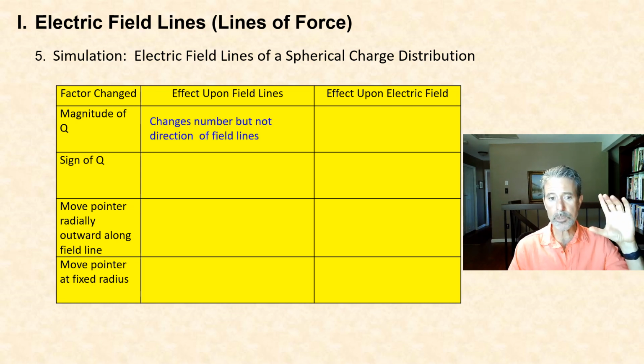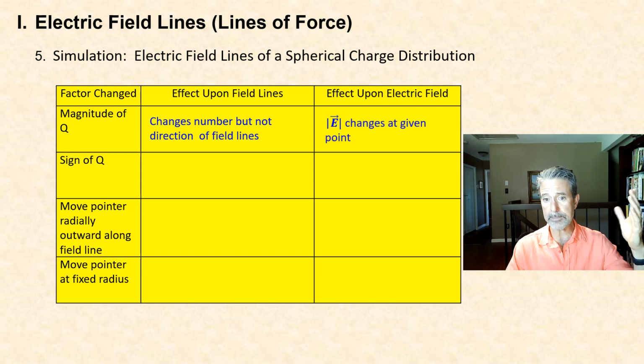Well, we saw that when we changed the magnitude of the charge, this changed the number of field lines that either entered or exited the charge, but did not change the direction of the field lines. So certainly twice as much charge means twice as many field lines, either entering or leaving the charge, depending on the sign of the charge. What effect did changing the magnitude of the charge have upon the electric field? Well, certainly it changed the magnitude of the electric field at every point in space.